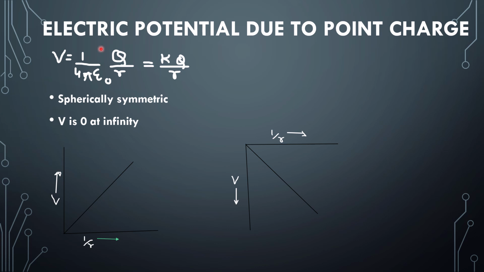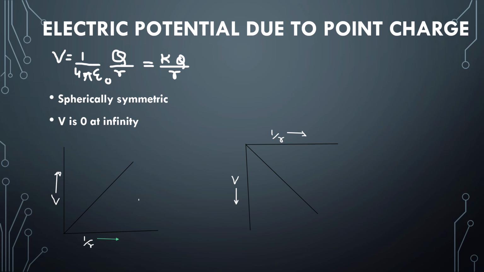The next topic we need to study is electric potential due to a point charge. The formula is V equals 1 upon 4 pi epsilon naught, that is represented as K into Q upon R. The important points to note are that electric potential due to a point charge is spherically symmetric and V is 0 at infinity. The representation in the graph of V versus 1 upon R is as given. This is when Q is positive, that is, Q is greater than 0.